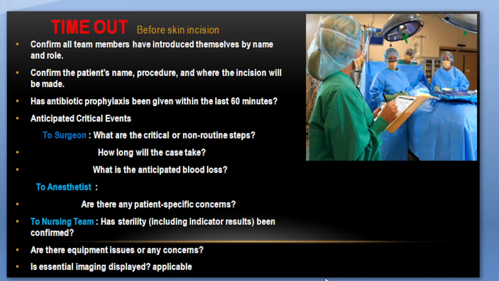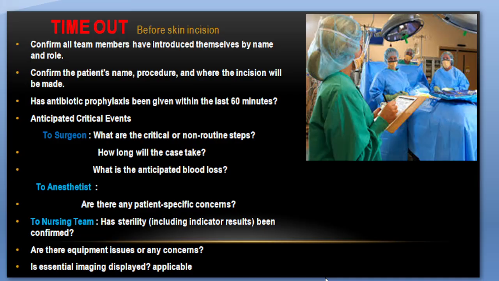Next thing is to the nursing team. The important thing here is the maintenance of sterility, that is, maintenance of sterile technique. We have to ask whether the sterile technique has been maintained or not, and we have to ask the nursing officers whether there are any equipment issues or concerns.